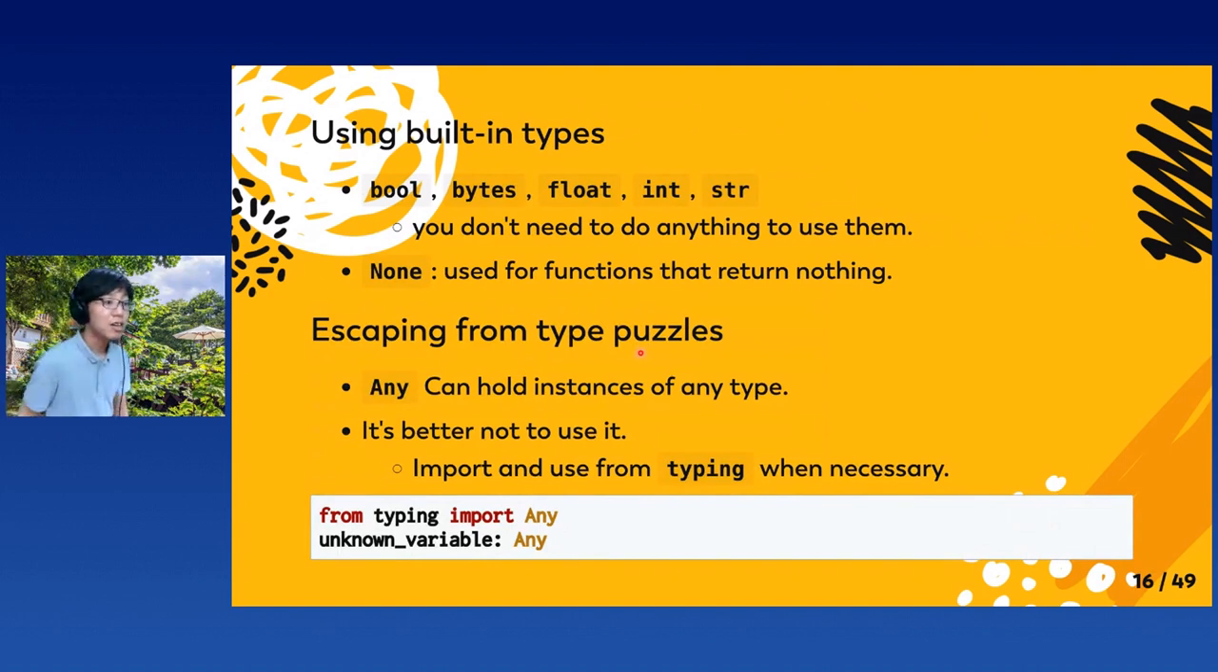Okay, now let's take a look at the types that can be used in practice. There are five built-in types: bool, bytes, float, int, and str. You don't need to do anything to use them. Yes, no need to import. And also, None is used for functions that return nothing. Yes, that also needs no import.